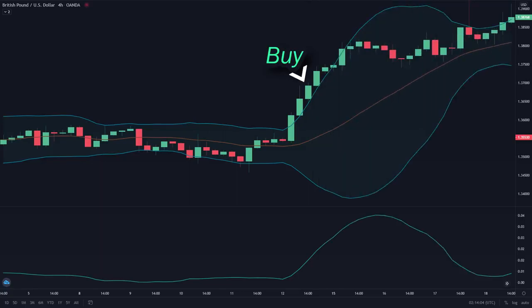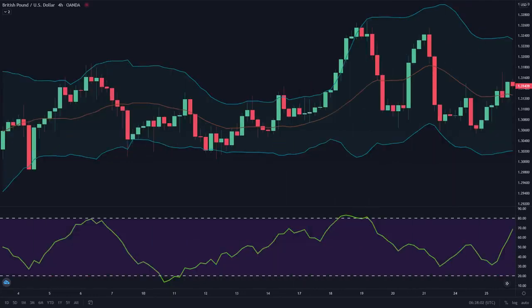But remember, just because a candle broke out doesn't mean you automatically take a position. You need to wait for signs of rising volatility. Another indicator that can help me confirm the direction of the breakout is the money flow index.